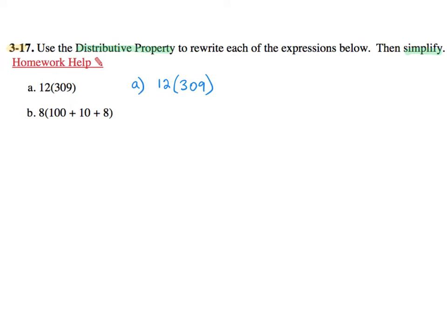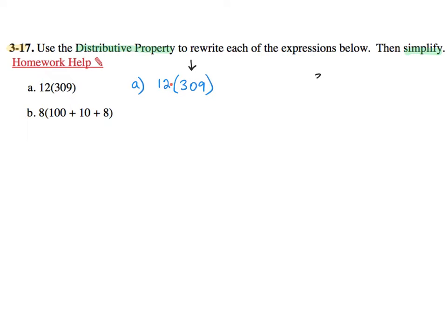So the problem states 12, and then there's parentheses, and then 309. So this is invisible multiplication, so I'm going to put a dot, so it is multiplication. Now, so I can see it, the 309. In order to use the distributive property, we want to rewrite it by its place value.